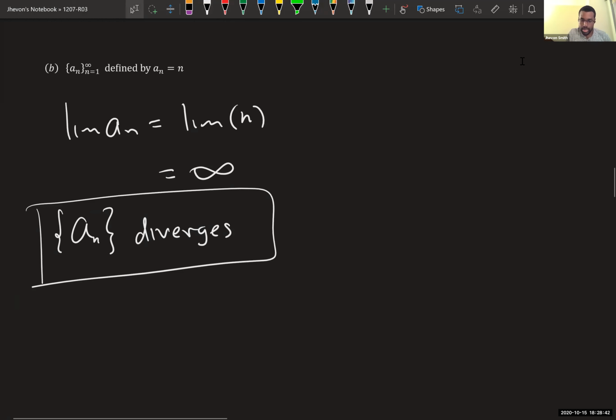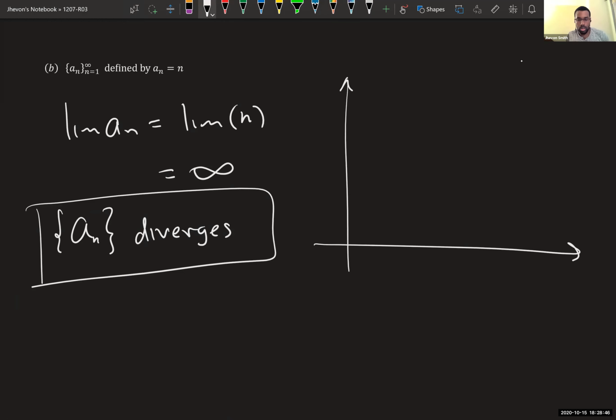Okay. And again, you can imagine this one. When n is one, the output is one. When it's two, the output is two. When it's three, the output is three. When it's four, the output is four. If you look at the trend, you realize that things are going up and up and up and up and up and up and up. It's not going to settle at a constant. It diverges.